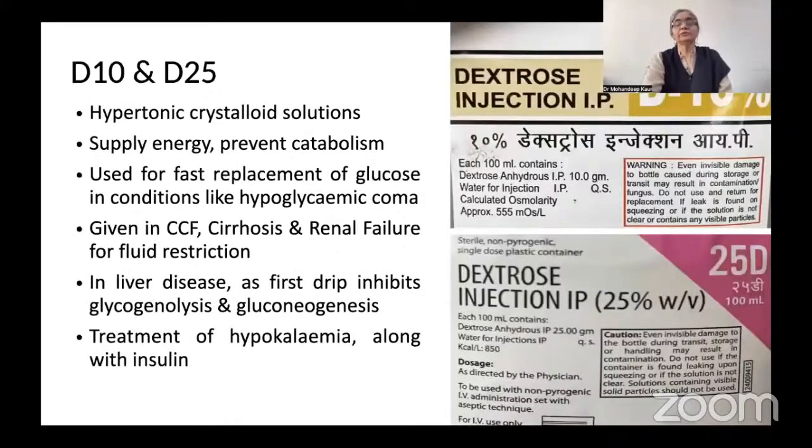D10 and D25 mostly used as source of calories. These supply energy, prevent catabolism, used for fast replacement of glucose in conditions like hypoglycemic coma, given in congestive cardiac failure, cirrhosis, and renal failure for fluid restriction. In liver diseases, as first drip, it inhibits glycogenolysis and gluconeogenesis. And given for treatment of hypokalemia along with insulin.